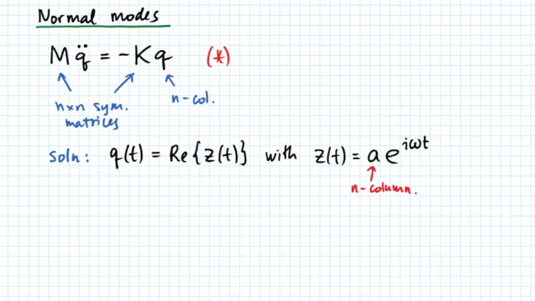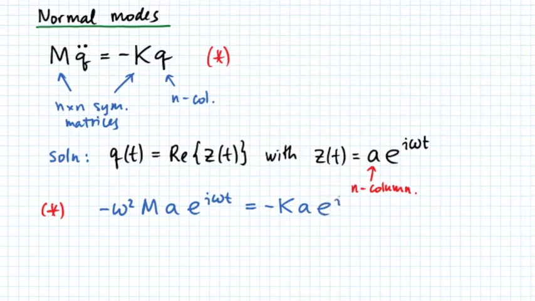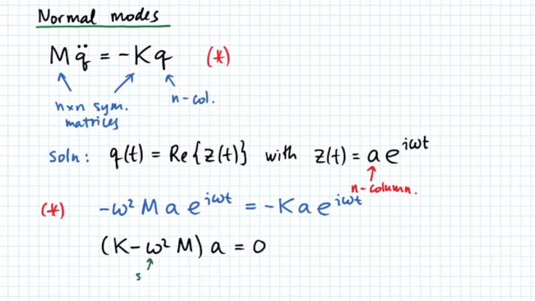Substituting this expression into our matrix equation, we will find minus omega squared times matrix M times column A e to the i omega t will be equal to matrix minus K times column A times e to the i omega t, which we write in the form of matrix K minus omega squared M times column A, and should be equal to 0. Note that omega squared is a scalar.